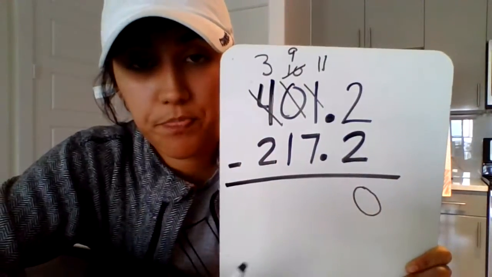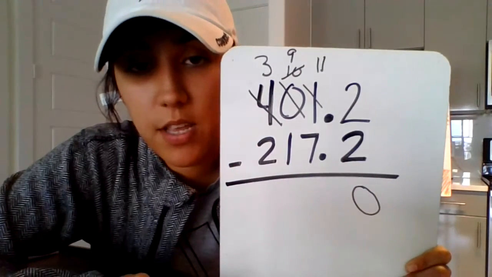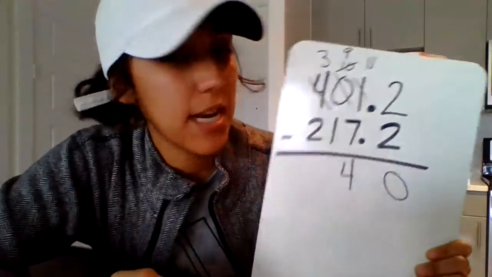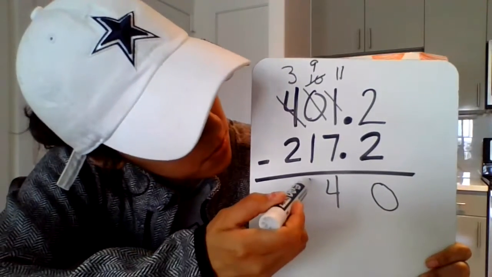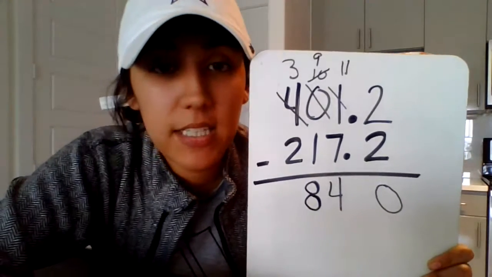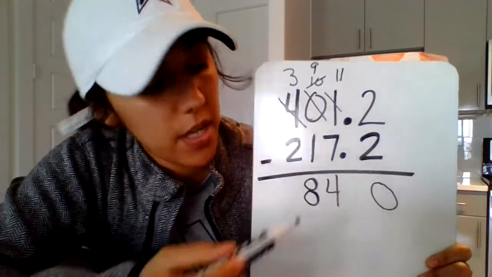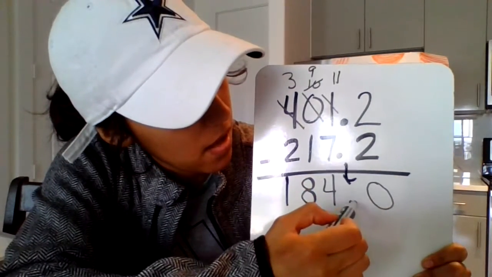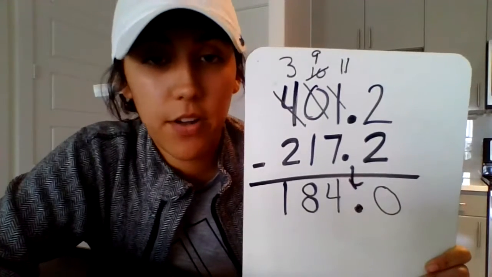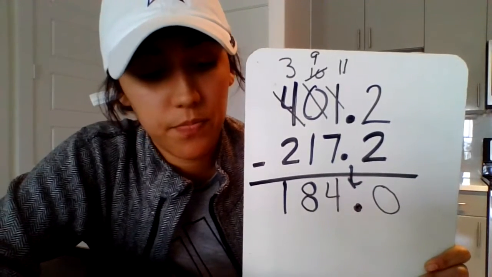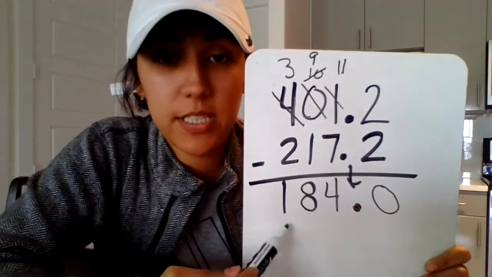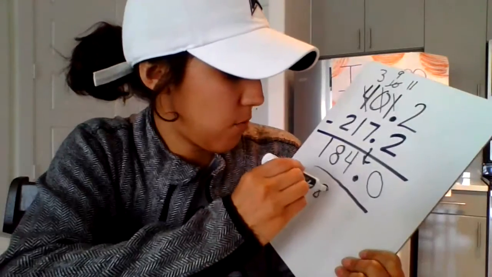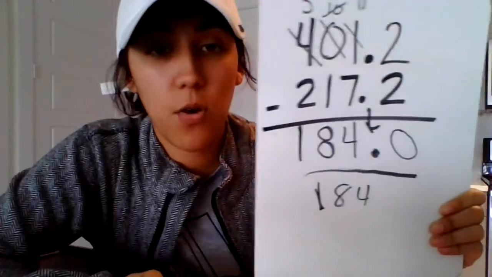These are your numbers. 11 minus 7 equals 4. 9 minus 1 equals 8. And 3 minus 2 equals 1. And drop your decimal. Your final answer is 184. On the Google Forms, you can type in your answer like this, or you can type it in just with the 184. Okay, so either or.